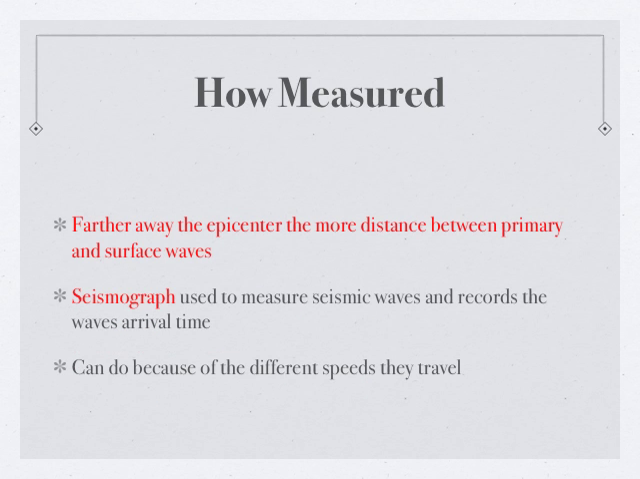How do we measure it? The further away the epicenter is, the more distance between the primary and surface waves. A seismograph is used to measure the seismic waves. It records the arrival time of the waves. We can do this because the 3 waves travel at different speeds.